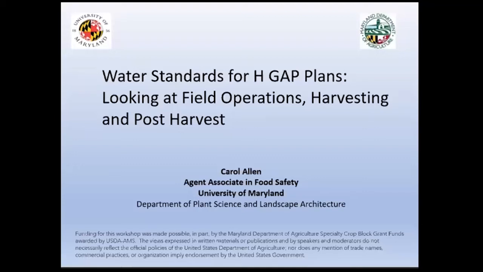I want to go over the water standards for harmonized GAP plans. We're going to look at field operations, harvesting, and post-harvesting as well.